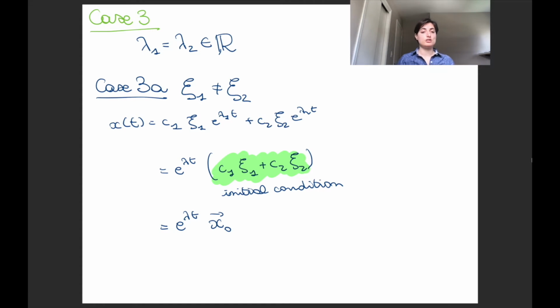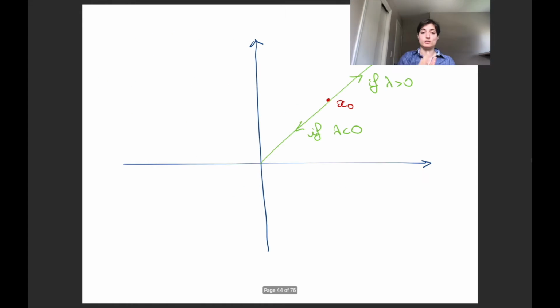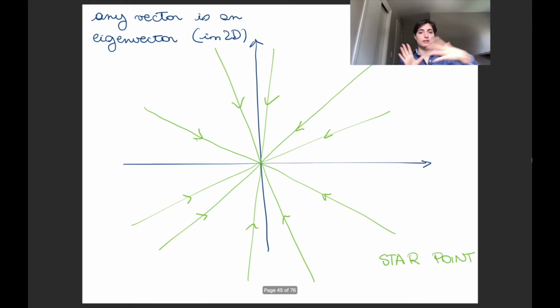But if we start with an initial condition at time 0, then C1 xi1 plus C2 xi2 is exactly our initial condition. So we're multiplying exponential of lambda t by the initial condition, and exponential of lambda t is just a rescaling. If lambda is positive, you're pushing away, increasing your vector. If lambda is negative, you're decreasing your vector. So if you're starting at x0, you're just moving either towards 0 if lambda is negative, or away from 0 if lambda is positive. You have no other directionality in which you're moving. So everything either moves towards 0 if lambda is negative, or away from 0.